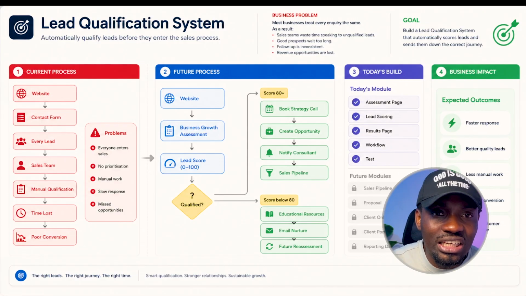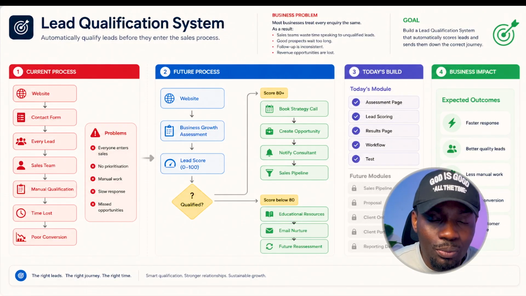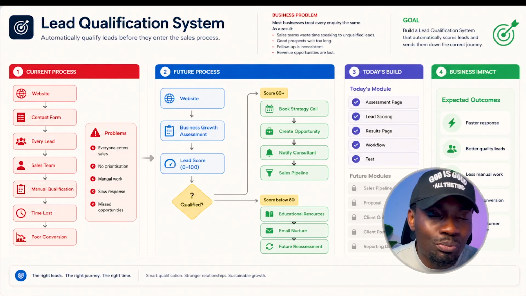And if the lead qualifies, they will book a strategy call with you or someone on your team. You will create an opportunity. You will notify the consultant who would handle that. And then eventually they move up in your pipeline.